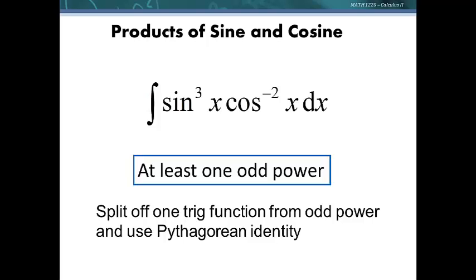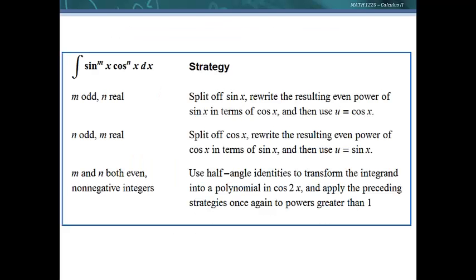But let's go ahead and summarize what we've done. So basically we looked at products of trig functions raised to powers, and as long as when we're looking at this either m is odd or n is odd, the other one is really anything, we are going to use the split off strategy. And so we'll split one of those off that's raised to an odd power, and then we're going to use the Pythagorean identity and use substitution.